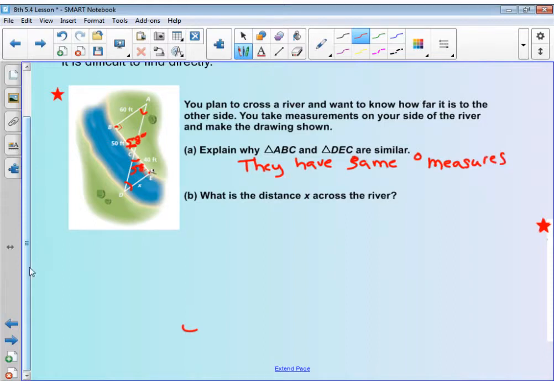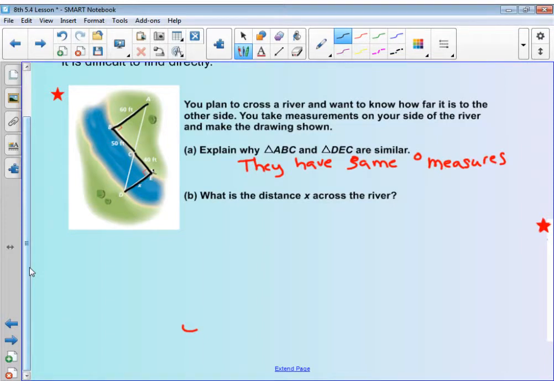Okay, so now it says, what is the distance X across the river? So now we want to go through and find out this distance right here, the distance across the river. Okay, so we've got a triangle where the right angle is made up of 60 by 50. And here it's 40 and X. I guess they marked X there, which makes more sense. I was going diagonal across the river.